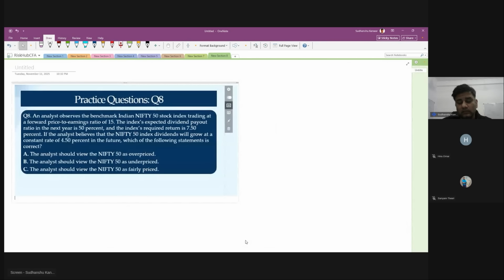So if you look at the next question, now we are looking at forward price to earnings, right? Forward price to earnings is a little tricky, but again you will be able to solve it, I'm pretty sure. Let's try to do it. In this question, an analyst observes the benchmark Indian Nifty 50 stock index trading at a forward price to earnings ratio of 15. So you say forward price to earnings, it is V naught by E1, forward price to earnings now at 15.